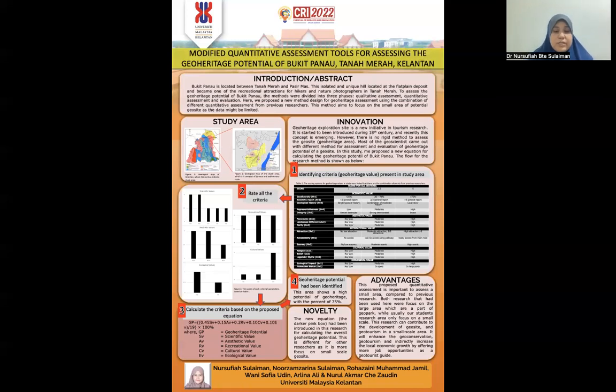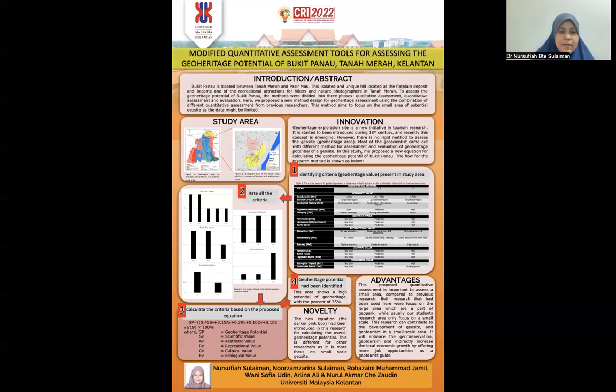We actually did. So the equation of geoheritage potential that occurred in the Bukit Panau. So we came across with the new equation, which is GP equals 0.45 scientific value plus 0.15 aesthetic value plus 0.2 recreational value plus 0.1 cultural value plus 0.1 ecological value, divided by 19. 19 is because it is the sum of all these elements, and times by 100.